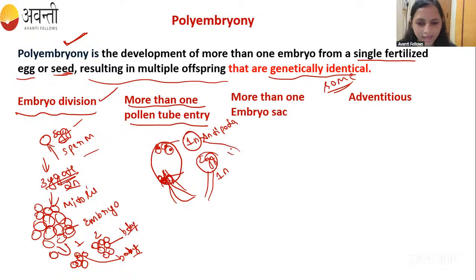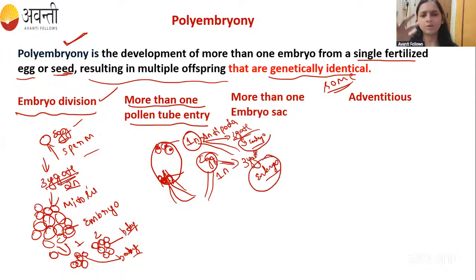Another pollen tube fertilizes the antipodal cells, right? What has happened now? These antipodal cells also form a zygote, right? Then the egg with the male gamete also forms a zygote, right? Now both are going to form an embryo. This is also a case where two embryos are formed. There may be a chance of three embryos also.